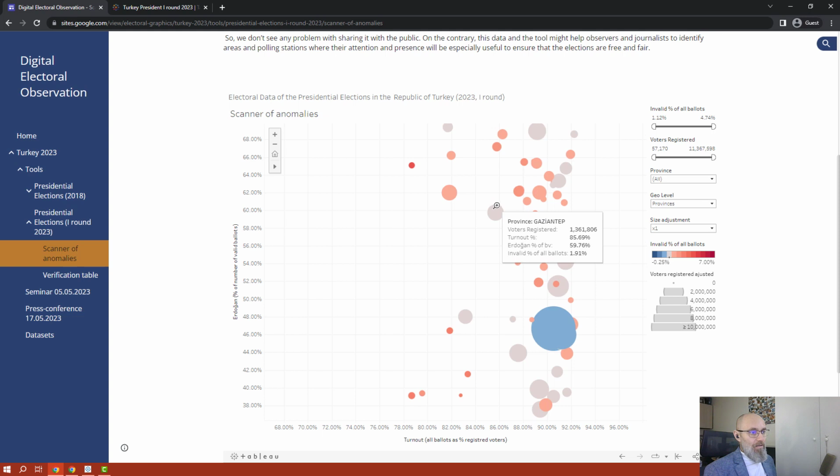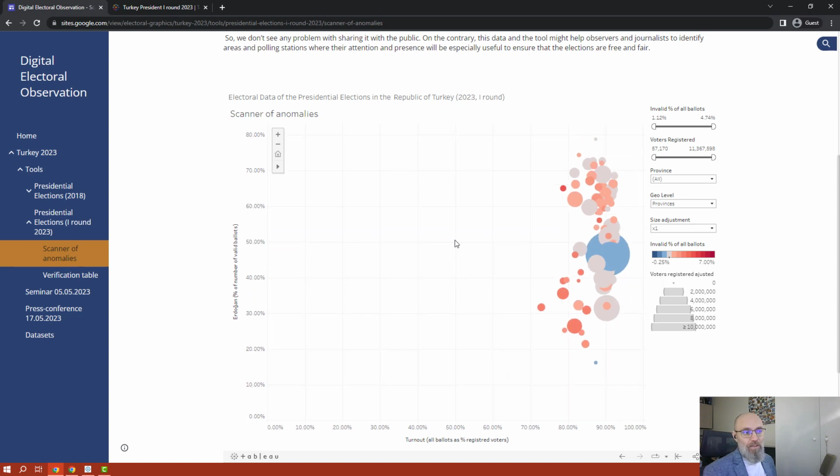Or you can find something like of the provinces, and unfortunately Ankara is hidden here. Yes, Ankara happens to be very close in turnout and the result of Erdogan to Istanbul. They are like twin sisters, brothers. Well, having explained that, let's show how I would use this diagram, this tool.